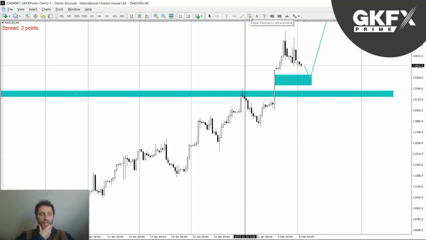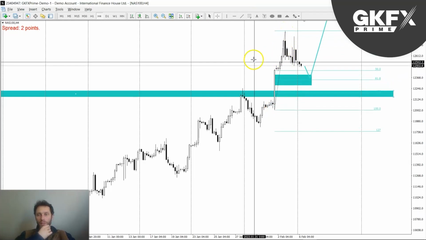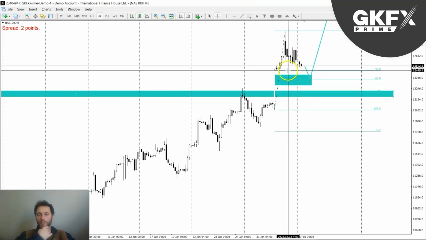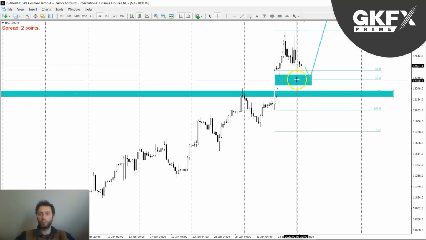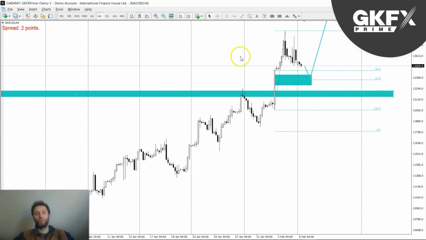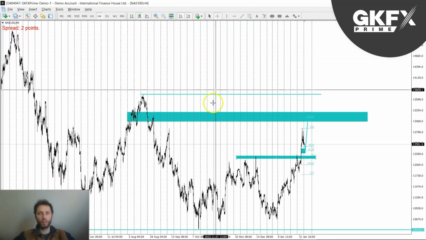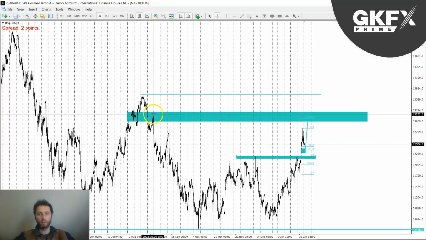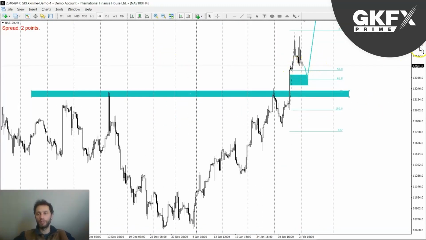If I mark the, let's do a fib, the obvious low to the obvious high, here's that 50 point, and now we have the cheaper area here, 61.8. So a reversal around this area would be of interest to me going into this zone. Here we've got that high here, if you can see, which is about there. That would be the point of interest.